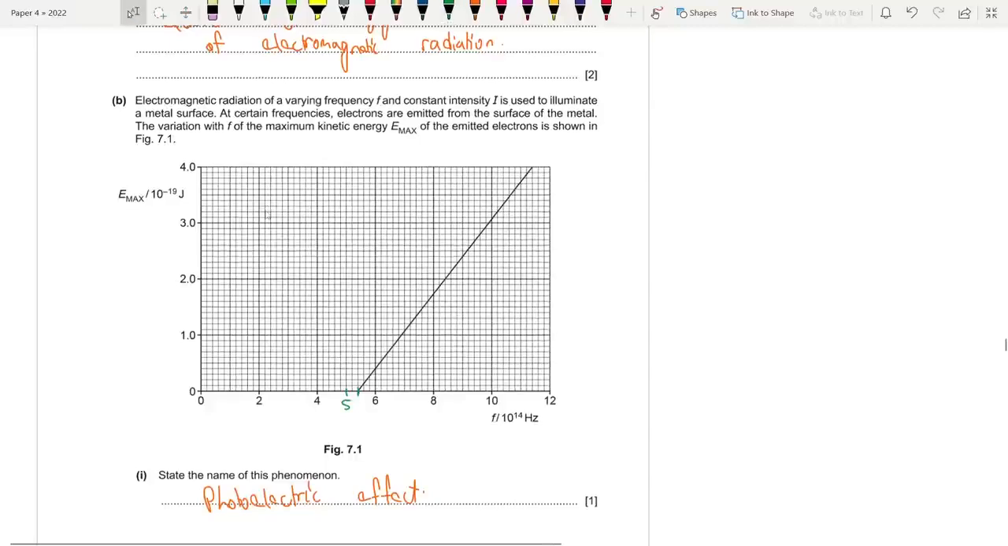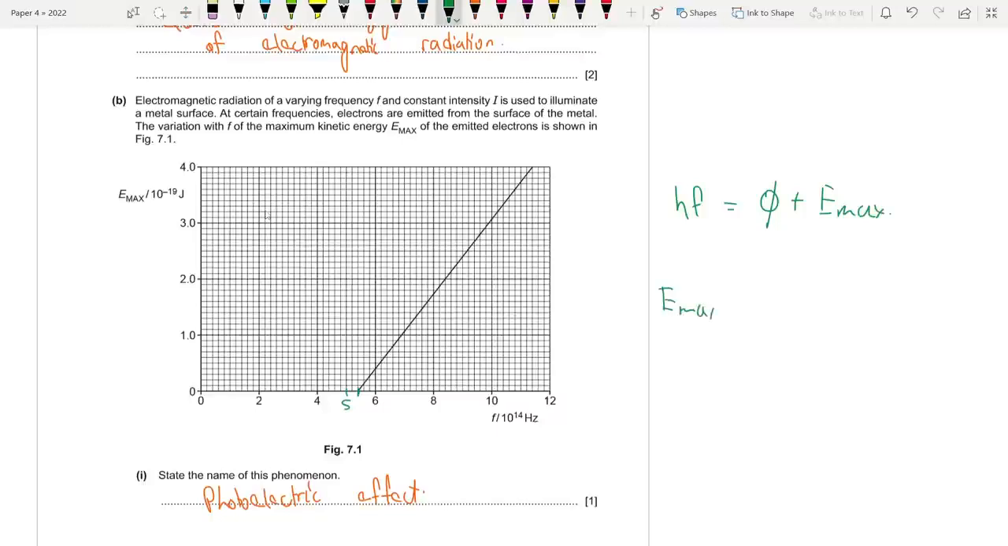You guys know the equation of this graph, right? So basically, hf, the energy of the photon, is equal to the work function plus Emax. Okay, so if we rearrange it to Emax is equal to hf minus phi, we get the equation y is equal to mx plus c, where the gradient of this graph is actually h. This is our gradient, and the intercept is minus phi.